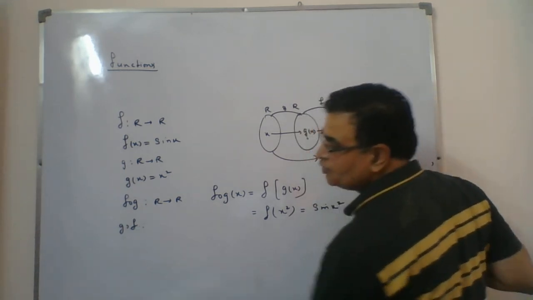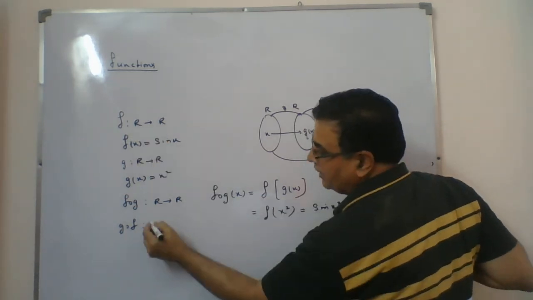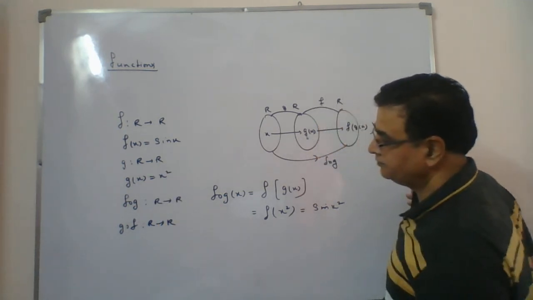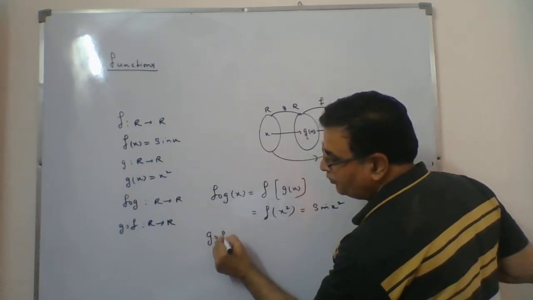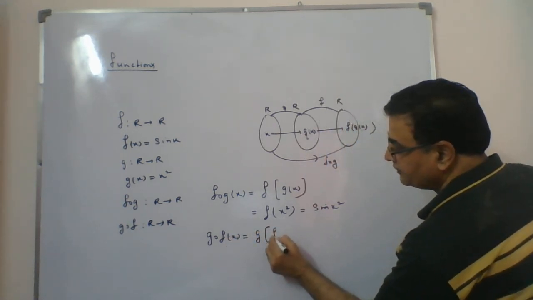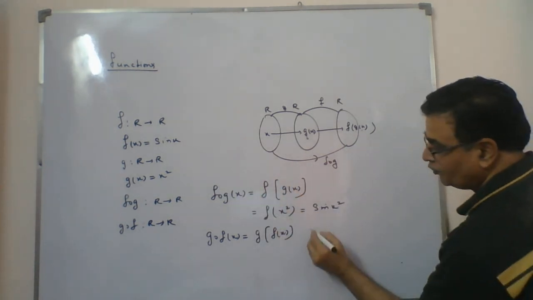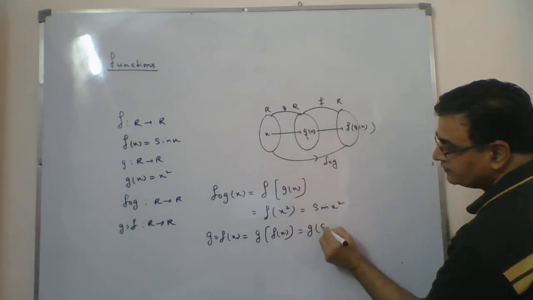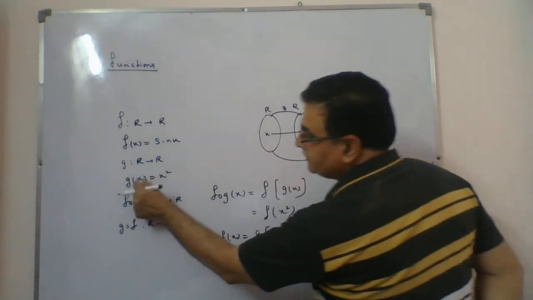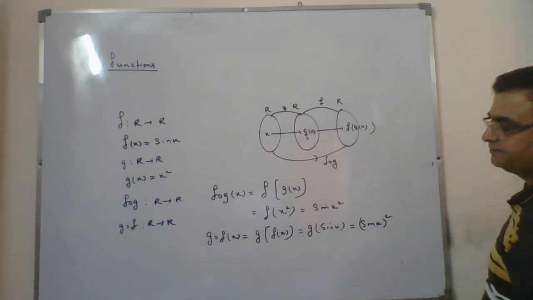Same way, when you think about g composition f, what is the first function? f is the first function, so the domain is R. g is the second function, so the codomain is again R. And then g composition f(x) will be what? g of f(x). And f(x) is sin x. So we'll write this as g of sin x. And now in g(x), what is x here? sin x, and it is squared, so it will come out to be sine x whole square.